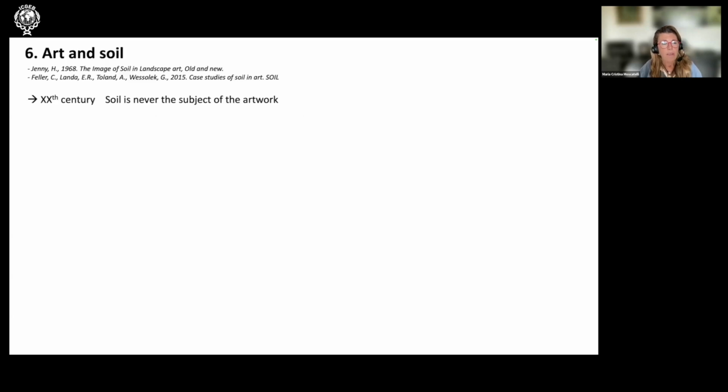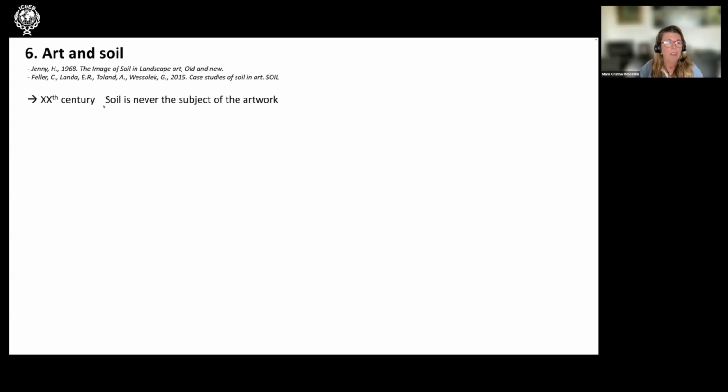First of all, there are some authors who dealt with the relationship between art and soil in the scientific literature. There are two articles, if you're interested. This one was written by Hans Jenny, who is the father of pedology, in 1968. The second one is more recent, written by Feller et al. in 2015. In both cases, they provide a very exhaustive review of the history of art, from the cave paintings to modern contemporary installations, and they analyze how the artist related himself with soil.